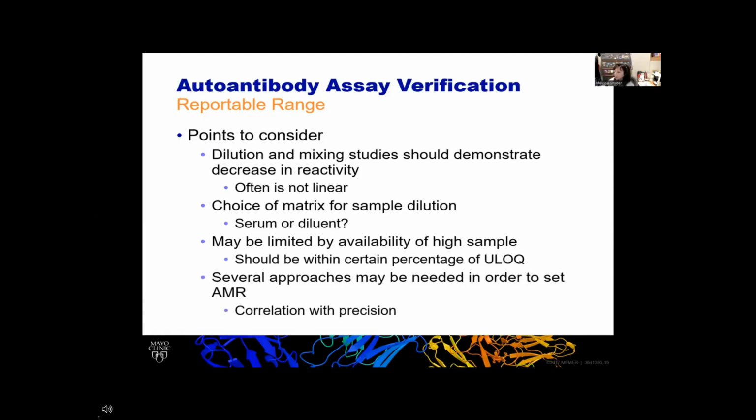But I think lastly, I would say that sometimes you just need several approaches to really assess the analytical measuring range. You may need to do mixing studies. You may need to also do dilution studies. And I think it's very important that you correlate this with your precision data, because again, the analytical measuring range really does tie to this idea that this is the range over which you are able to verify certain criteria of an analytical method, and that would be specifically precision. So correlating what you see on your linearity experiments with what you see with precision for the autoantibody testing can provide valuable information when you're establishing the analytical measuring range for your assay.